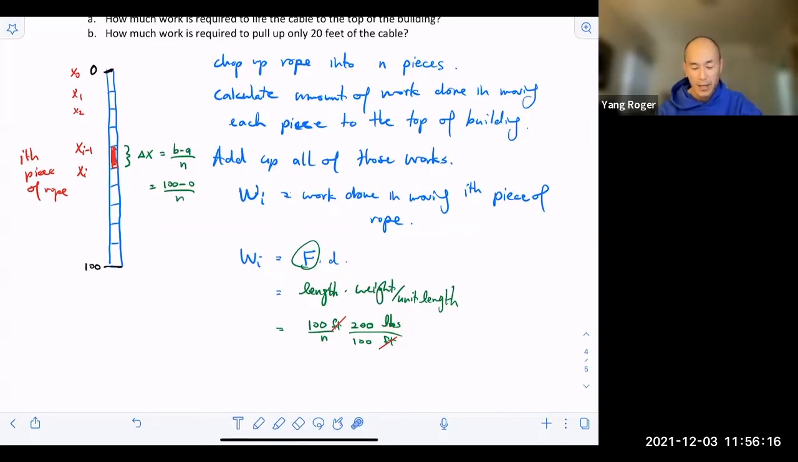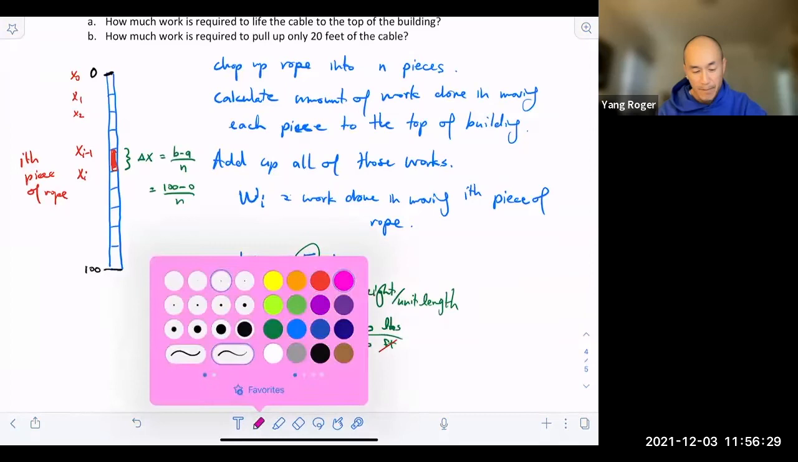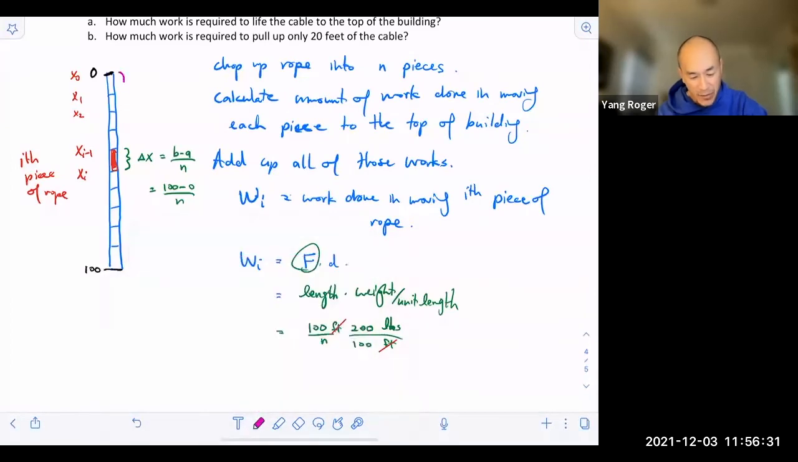Okay. And then what I wanted to do was figure out how far I had to move this. So we're going to call the distance that we have to move this from here to here xi star. So our distance is going to be xi star.